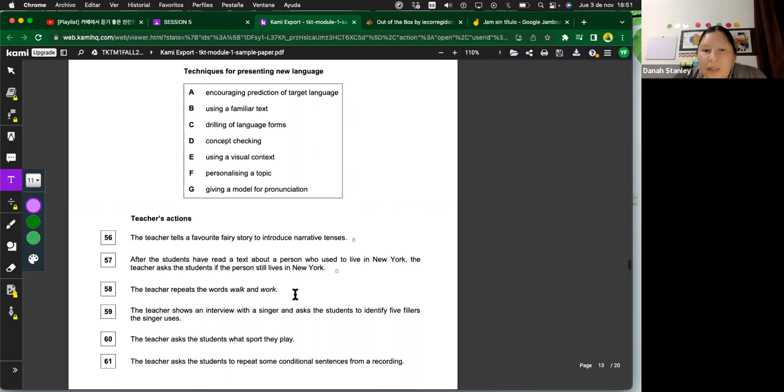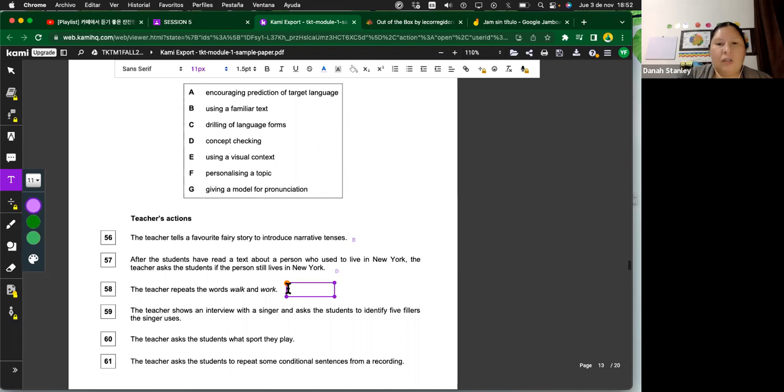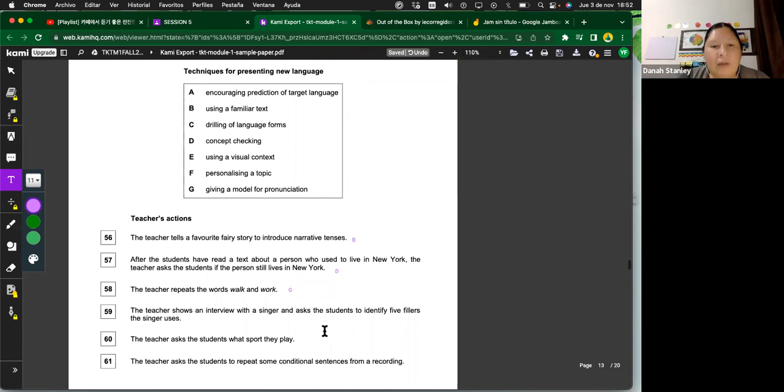Luego, teacher repeats the words walk and work. The teacher repeats the words walk and work. Work, walk and work. G. Exactly, giving model for pronunciation. That is letter G. Excellent, very good.